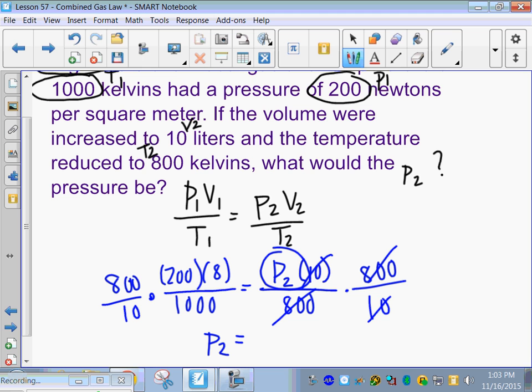What'd you get? Yep, there. 128 is what you should get when you plug it in. We always have to go back to the original word problem and figure out what our units are, because they're not always going to be the same. So this time it gave us pressure in newtons per square meter. The abbreviation for that is capital N over m squared, newtons per meter squared. And this is our final answer.